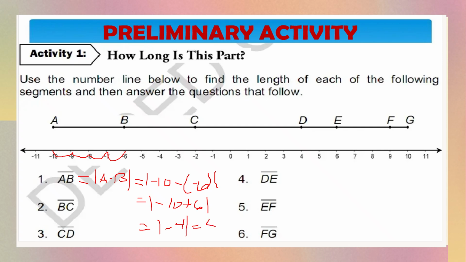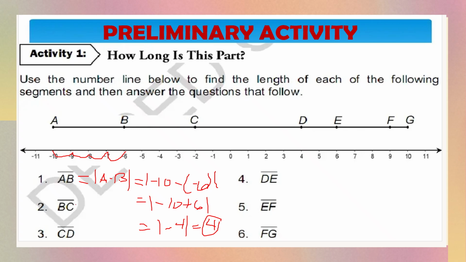So remember, guys, distance is always positive. It's non-negative, okay? So you were correct, this one, there are four. So the distance is 4 units.